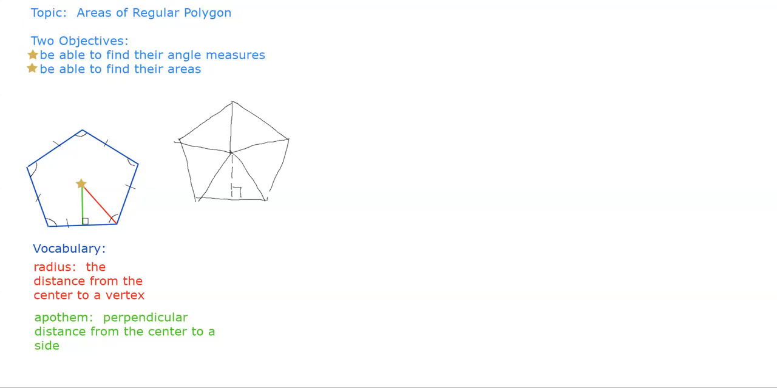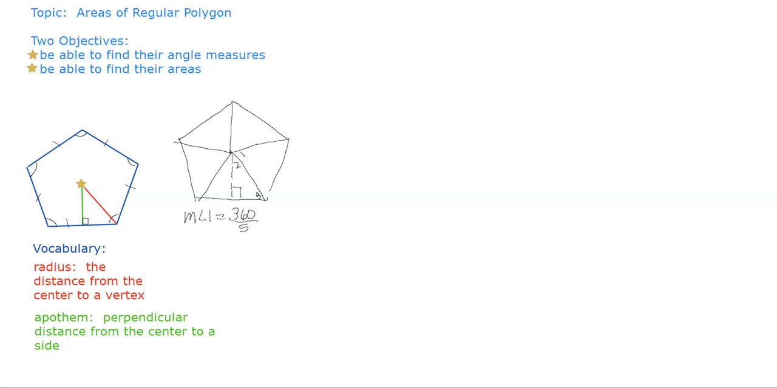This is angle 3. This is angle 1. And this is angle 2, and we're going to find all of those angles. So how do we find angle 1? The measure of angle 1 is equal to 360 divided by 5. Why 360?